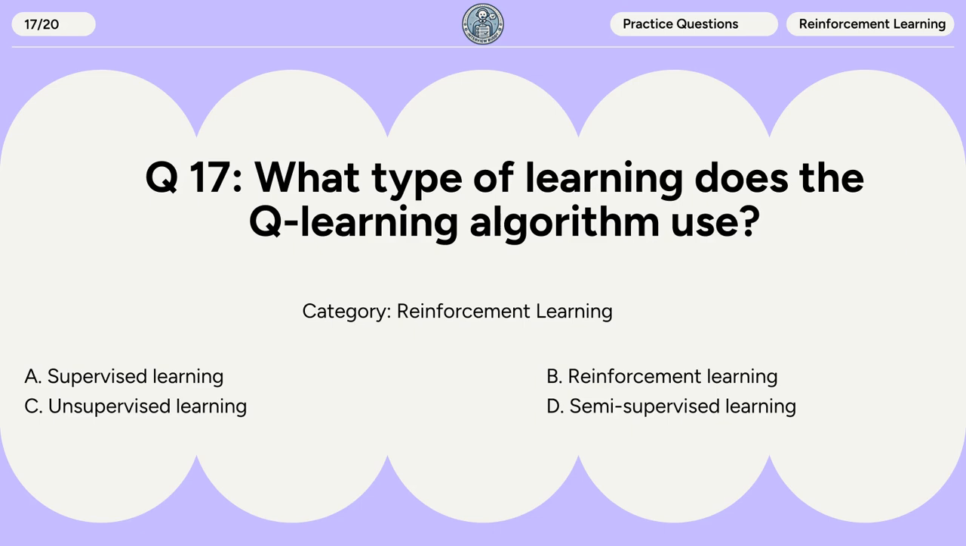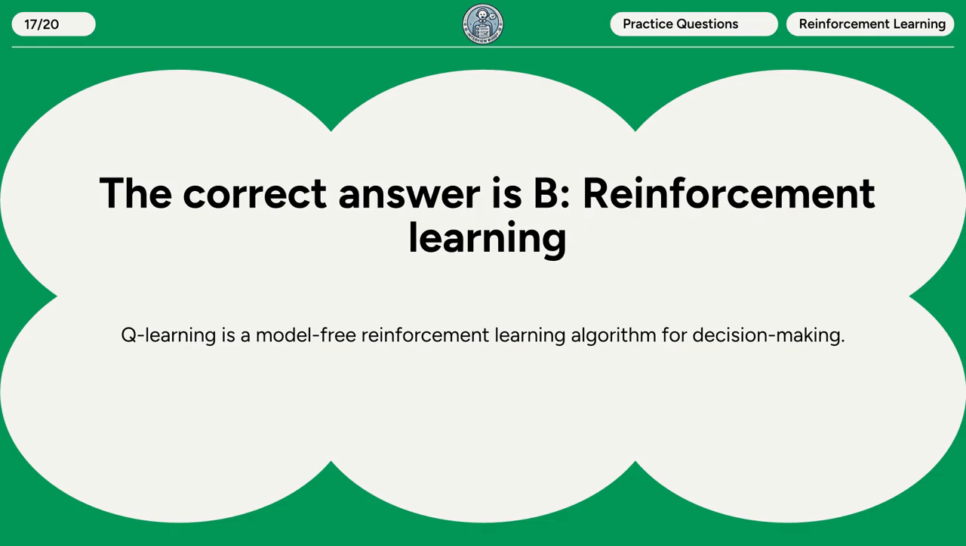Question 17. What type of learning does the Q-learning algorithm use? A. Supervised learning. B. Reinforcement learning. C. Unsupervised learning. D. Semi-supervised learning. The correct answer is B. Reinforcement learning. Q-learning is a model-free reinforcement learning algorithm for decision-making.